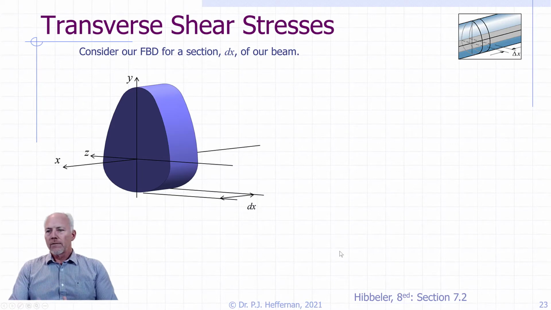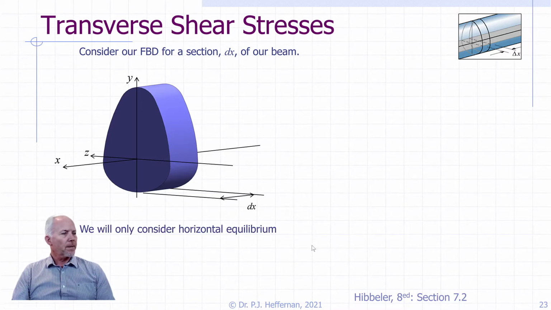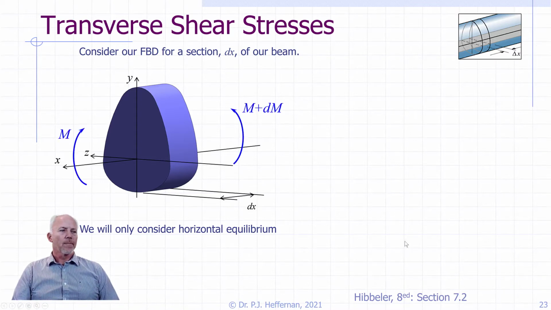So we're back to our little can here, a slice of our beam. We've been here before. It's dx. We have our axes shown, and let's get some forces on it. Because we're looking at shear stresses, we're only really going to be looking at horizontal equilibrium, or equilibrium in the x direction. And so we put on our moments. On the left face, you have a moment M, and then you have some other moment M plus an increment dM on the other side.